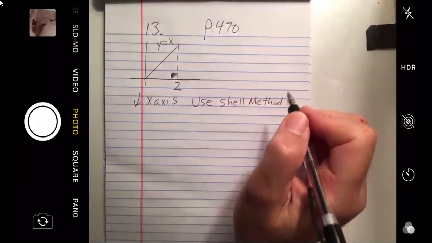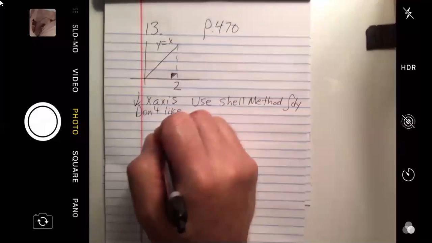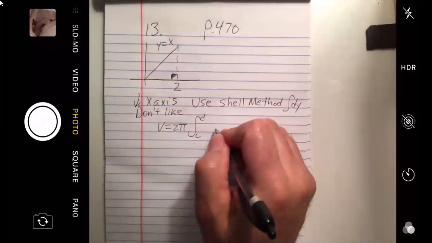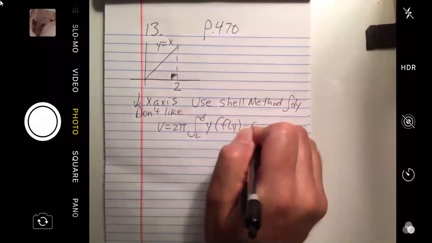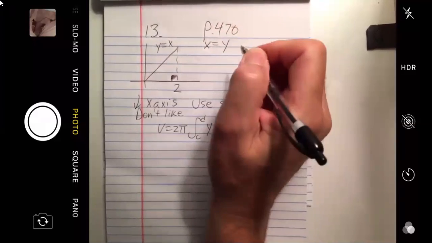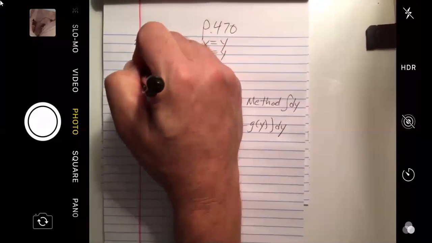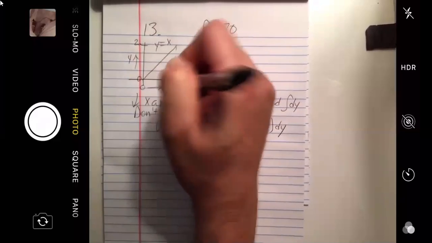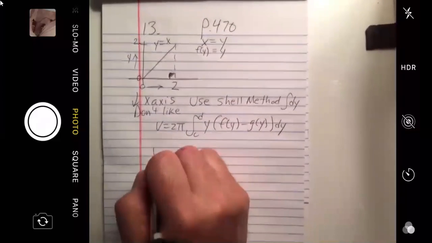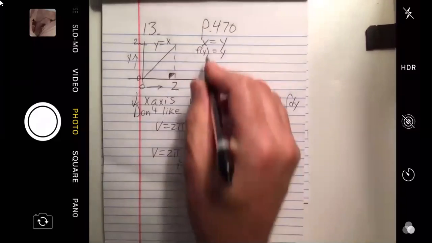All right, this is the way I don't really like. It's going to give you an integral dy. The full formula would be 2 pi integral c to d of y times f of y minus g of y, dy. Now, you can twist this around: x equals y. So this is your f of y equals y. And you're still going from 0 to 2 here, but along y. 0 to 2 along y, 0 to 2 along x. So it's going to look very similar. You'll have a 2 pi integral from 0 to 2, but again, these are y numbers, not x numbers.